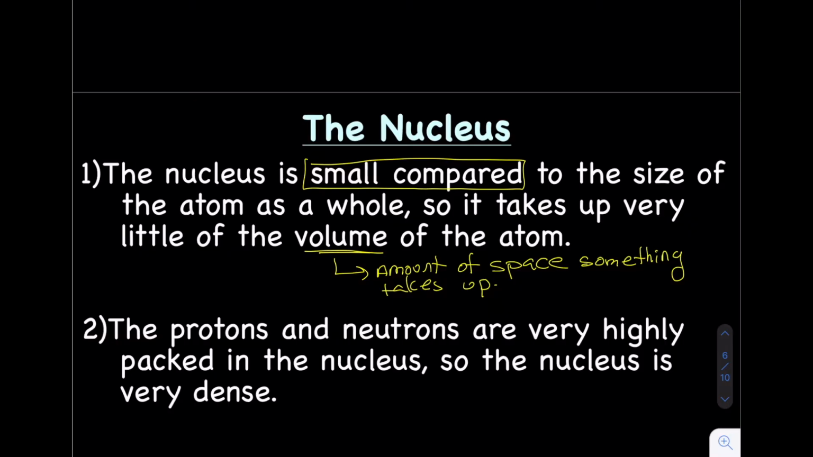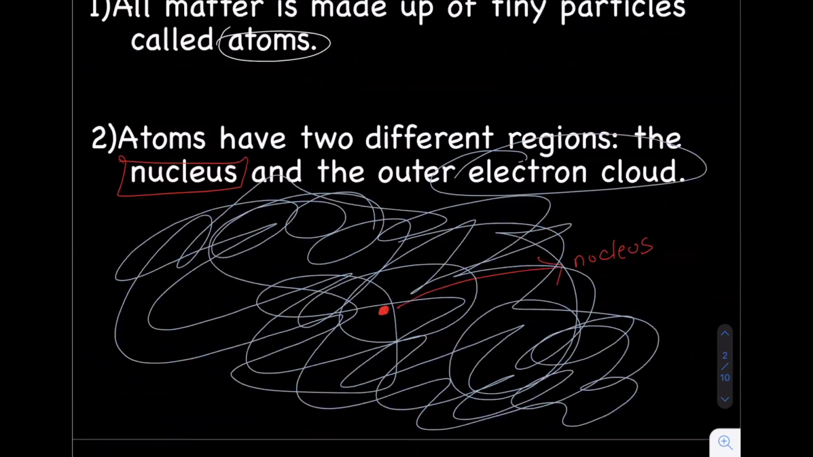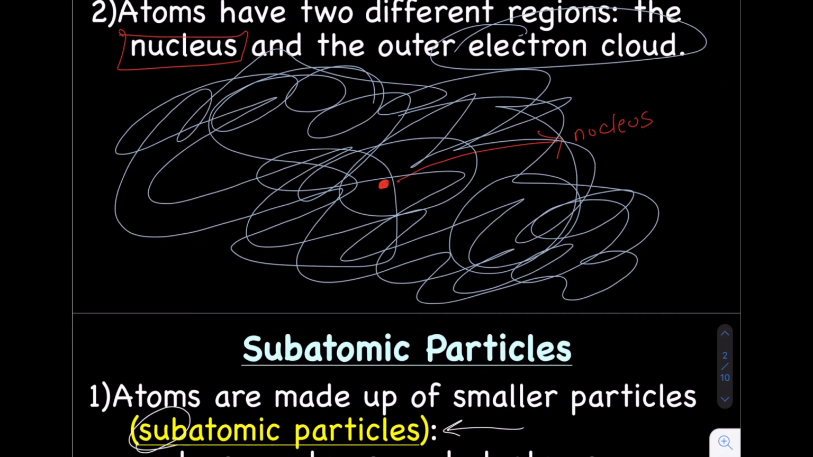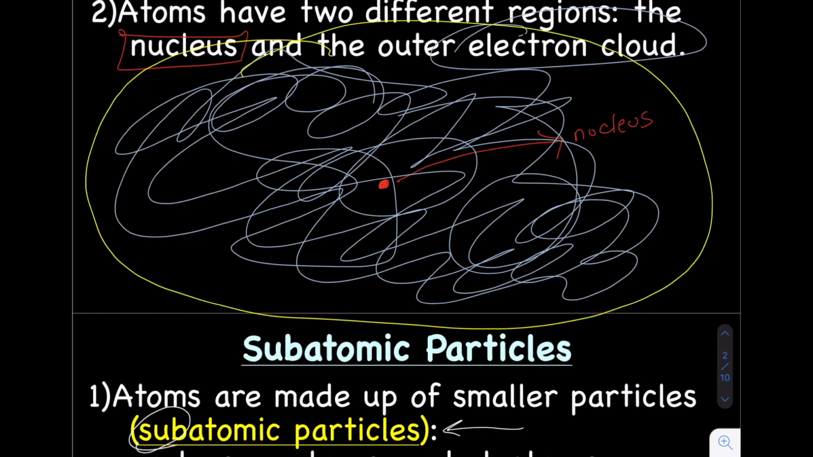So let me go back to that beautiful picture I drew at the beginning. Here it is. Here's the nucleus here, and in red, you'll notice that it's really tiny, whereas, if that thing circled in yellow is the whole atom, with the nucleus being the red and the electron cloud being the gray, you'll notice that the nucleus takes up way less space than the electron cloud.